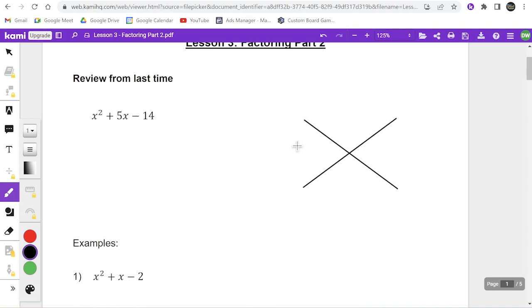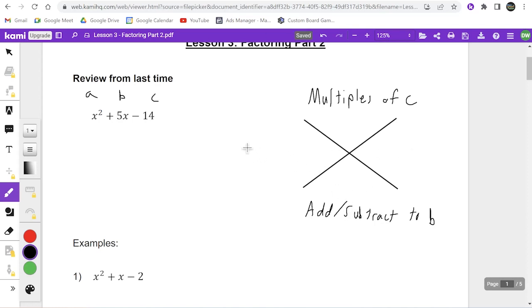So if you remember, I talked about this X method. This is the one where in the top you would write the multiples of C, where C is the last term, B is the second term, the 5, and A is whatever's in front of the x squared. In this example, A is actually just 1 because it's like an invisible 1 in front of the x squared, so you don't even need to write that. But on the top is the multiples of C. On the bottom, they need to add or subtract to B. And then on the left and the right side, these are the factors of C.